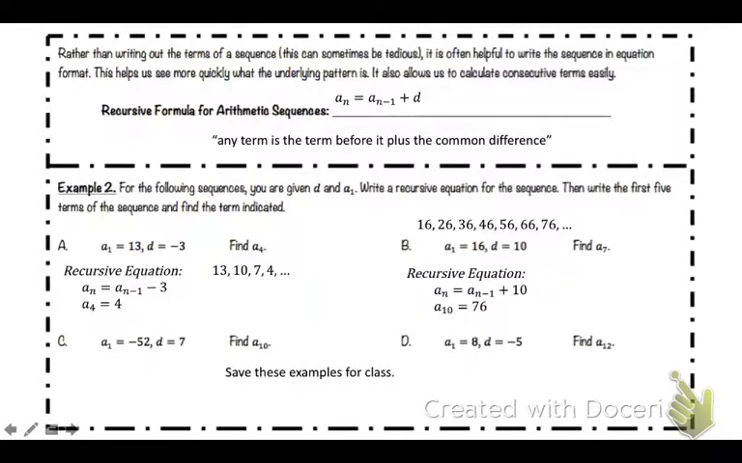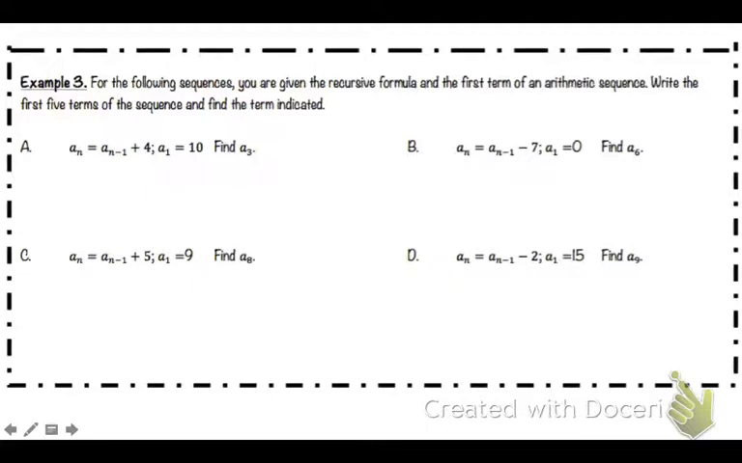Save these next examples for class. Let's do this one. For the following sequence, you're given the recursive formula and the first term of the arithmetic sequence. Write the first 5 terms of the sequence and find the term indicated.